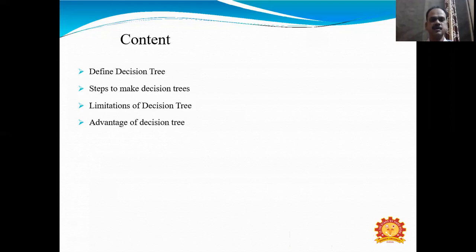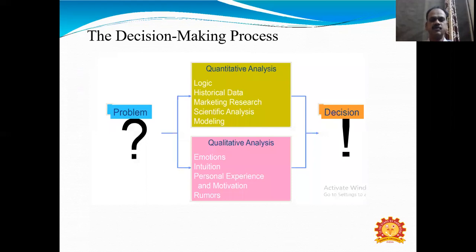So first of all, everyone should know what a decision tree is in data mining or machine learning. The decision tree is a supervised learning technique that is used in classification and regression, but mainly used in classification problems.